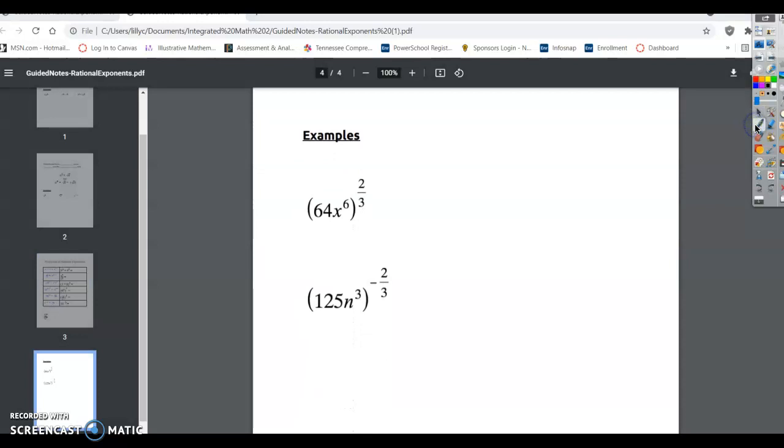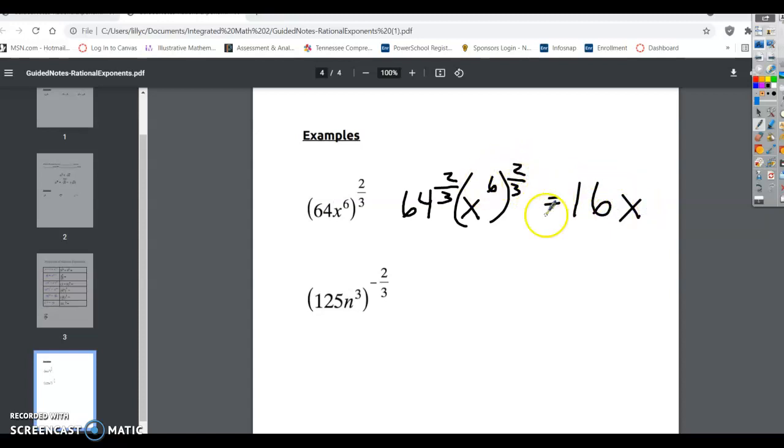All right, so a couple more examples here. This one we're going to have 64 to the 2/3 power and x to the 6th to the 2/3 power. Remember, when it's in parentheses, everything gets raised to that power. And 64 to the 2/3 power is 16. And then x, 6 times 2 is 12. 12 divided by 3 is 4.